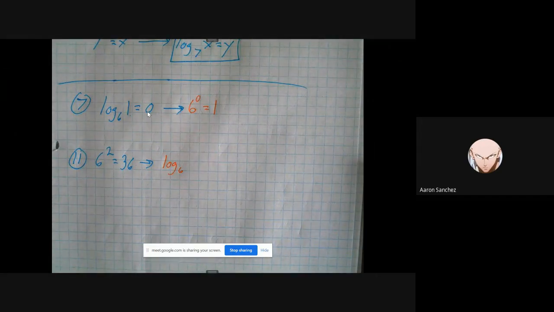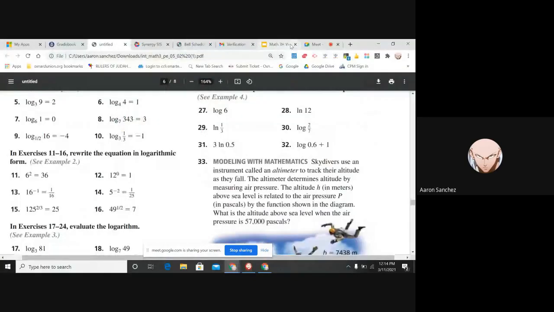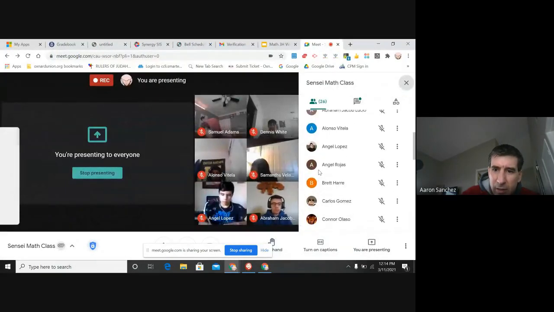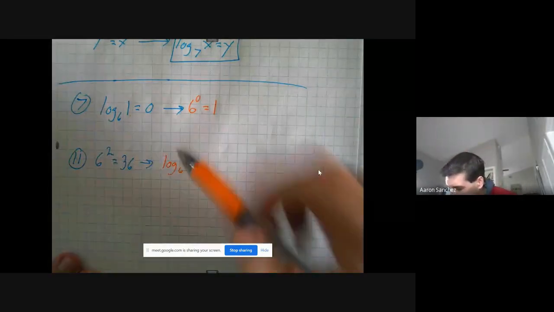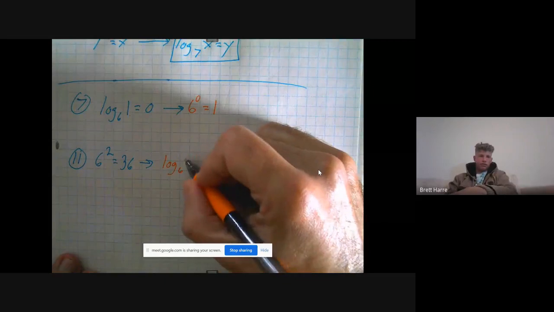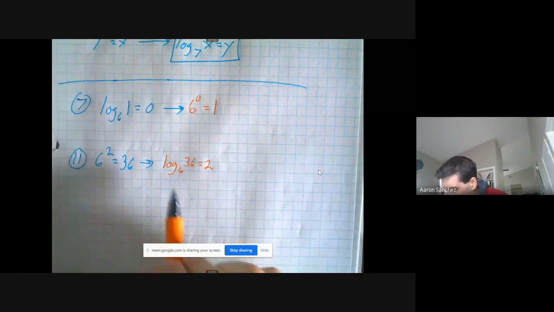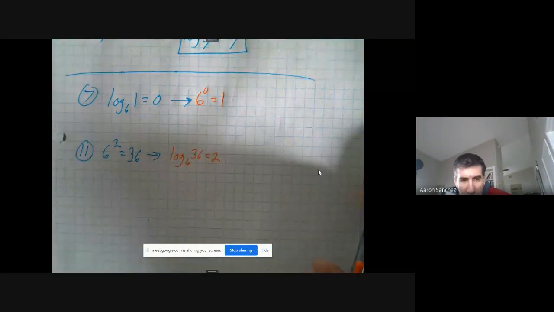Okay, so let's see. Let's go with, all right, Brett, what do you got? What's it equal to? Log 6 what? Log base 6 of 36 equals 2. Perfect. Remember, we just switched the 36 and the 2, and those are equal to each other. Okay, so that's all you have to do for those.